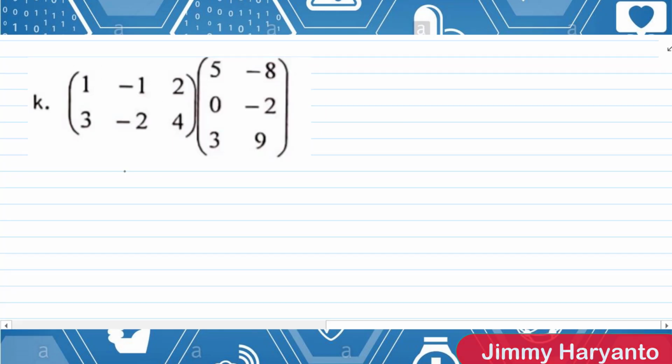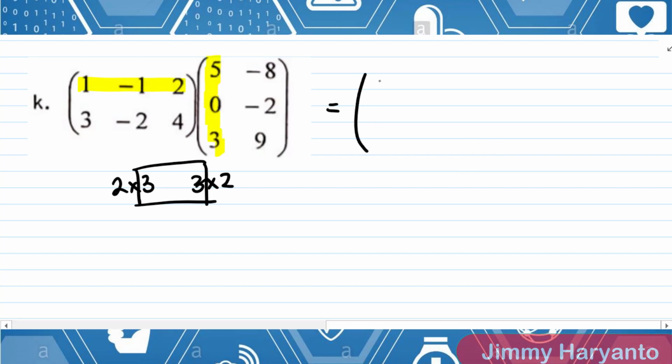For the K, we have a 2 times 3 matrix and a 3 times 2 matrix. For this one, we can do the multiplication. So let's start with the first row and the first column. You will have 5 plus 0 plus 6 equals 11. And then with the second column, you will get -8 plus 2, -6, -6 plus 18, 12.